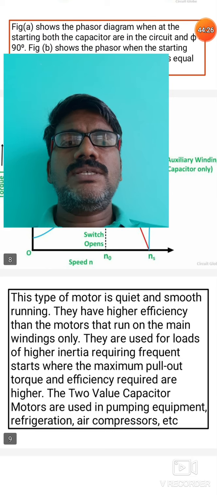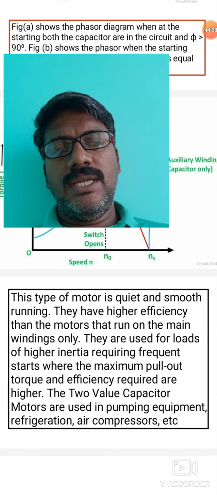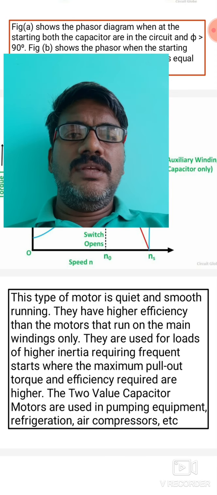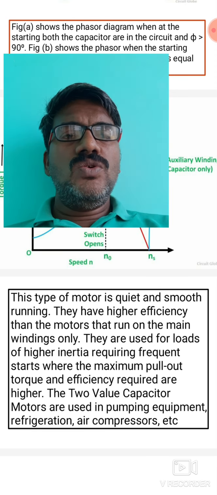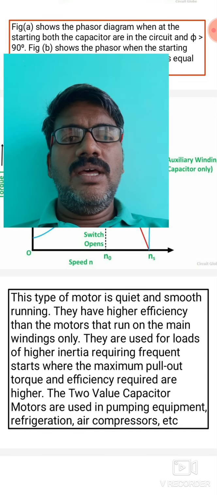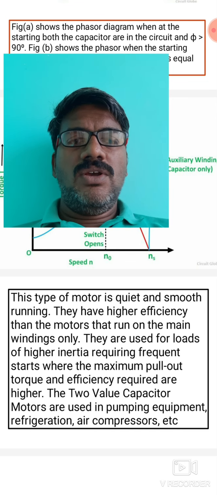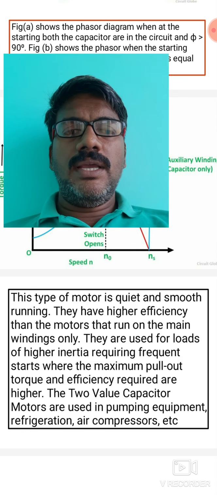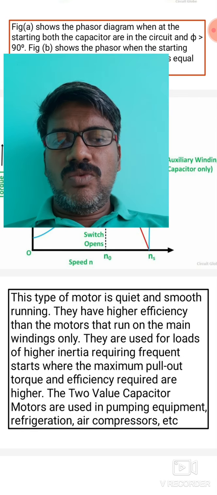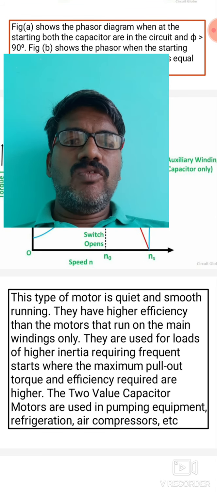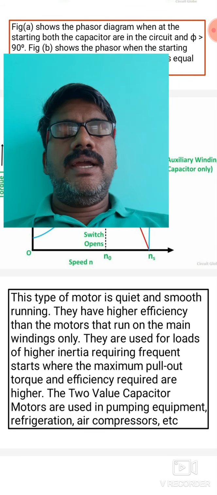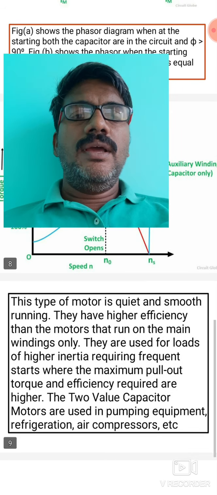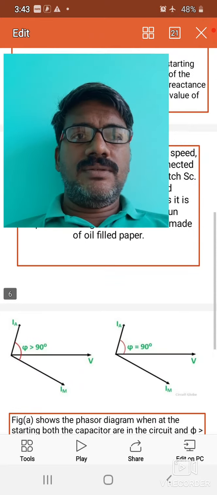This type of motor is quiet and smooth running, so it has higher efficiency than motors that run on the main winding only. So they are used for loads of higher inertia requiring frequent starts, where the maximum pull-out torque and efficiency required are higher. The two value capacitor motors are used in pumping equipment, refrigeration, and air compression, right?